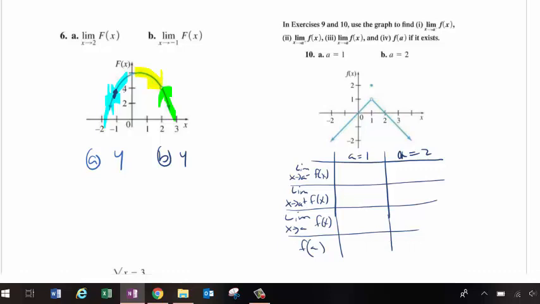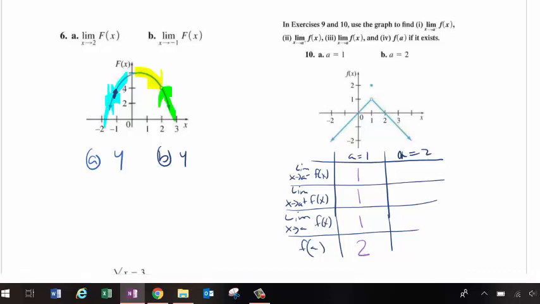So we're going to start off with a equals 1. So a equals 1 is here. So as we approach from the left, you can see here as I'm taking my cursor across, we are approaching a y value of 1. As I'm approaching 1 from the right, I am also approaching 1. Since they match, my limit exists. The actual value when x is equal to 1 is this dot here that represents the point 1, 2.